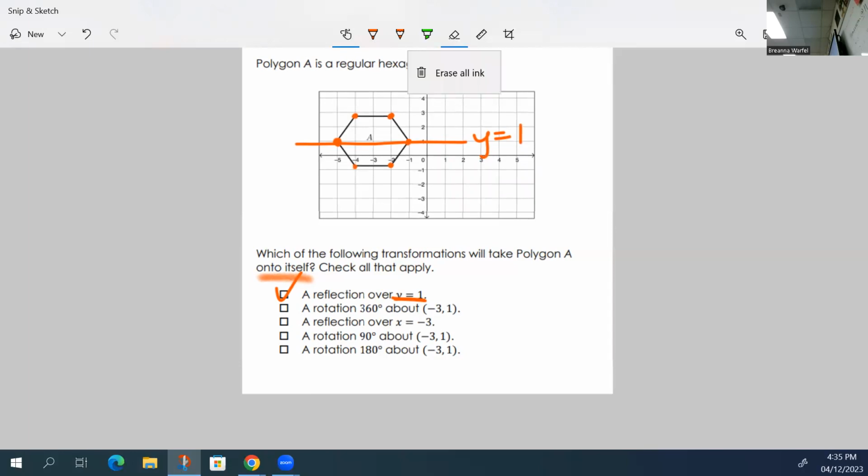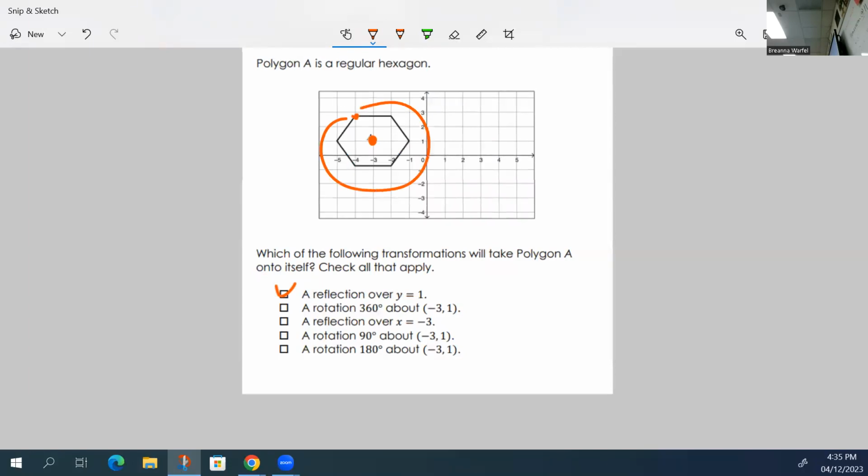All right, so that's the first one. Now the second one, a rotation of 360 degrees about -3,1. Well, if you look at -3,1, it's right in the center. So if I take a rotation and rotate a full circle, then it's always going to be in the same place. So this works. If this point was different, it may not, but because it's on the center, it's like the origin. You're just spinning it around itself.